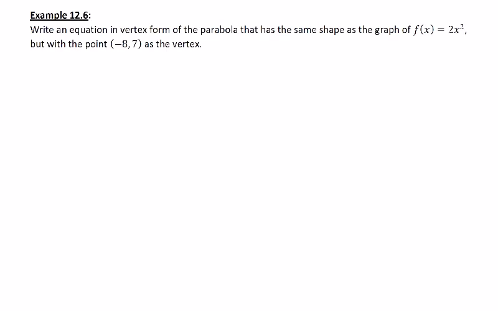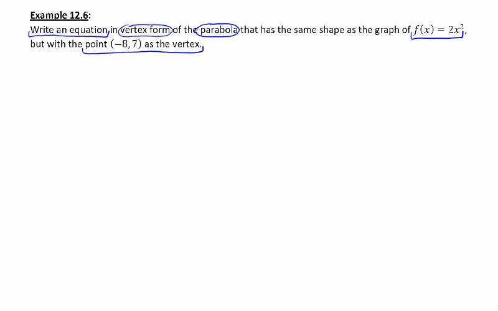Example 12.6 says write an equation in vertex form of the parabola that has the same shape as the graph of f of x equals 2x squared, but with the point -8, 7 as the vertex. So there's lots of good clues here as to what we're trying to do.